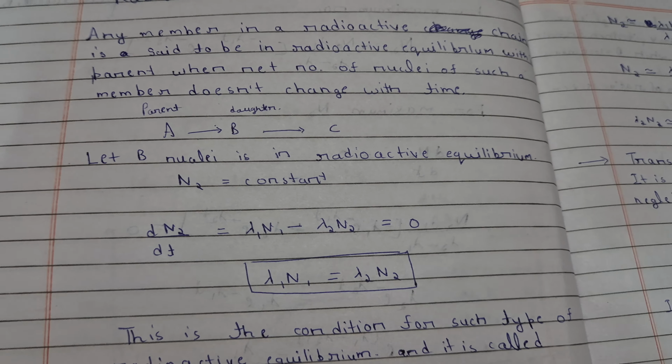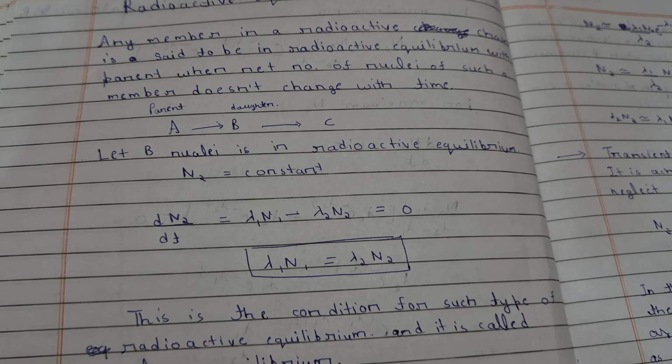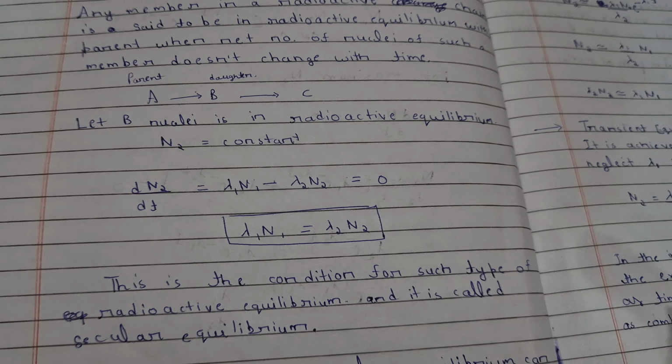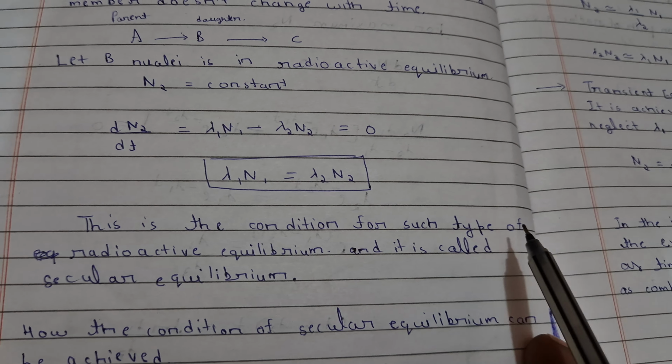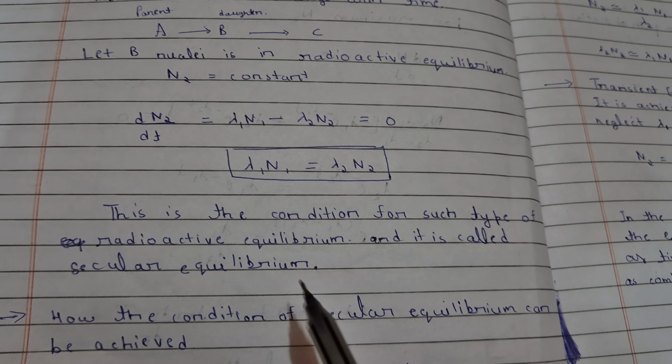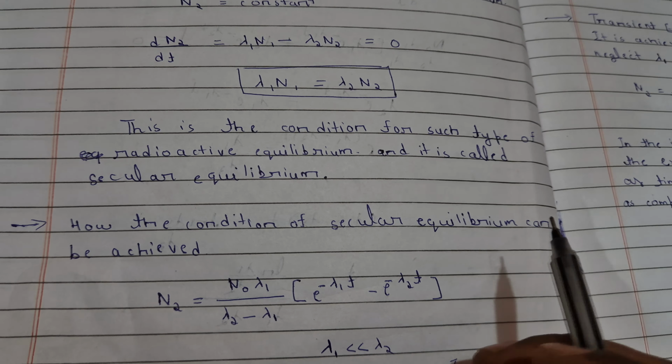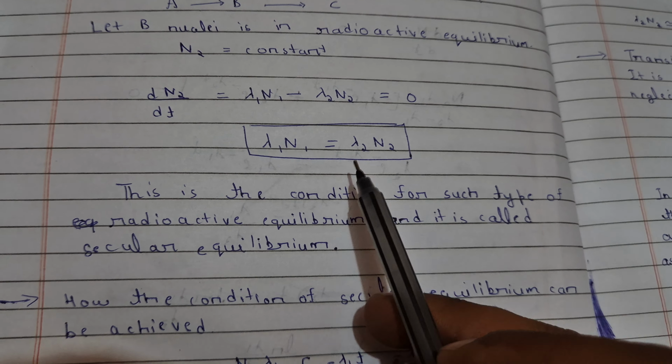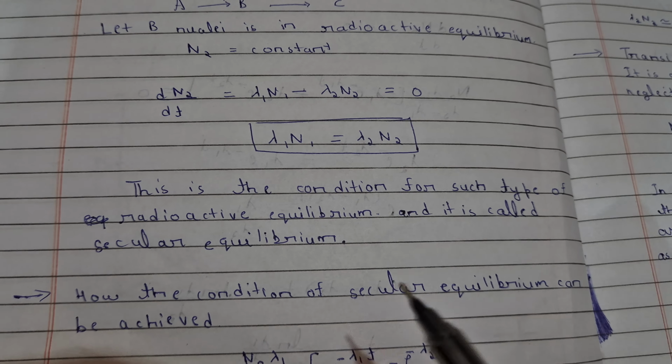Now you must remember this. If they say in the question they are in the radioactive equilibrium, you just substitute this value and you can find the values. This is the condition for such a type of radioactive equilibrium, and it is called the secular equilibrium. So you must remember this. Now what is the condition? This is just a formula. What is the natural condition we can see?